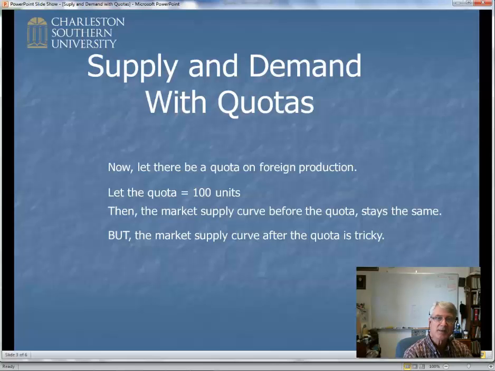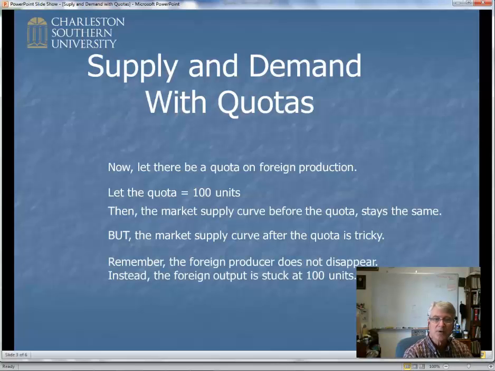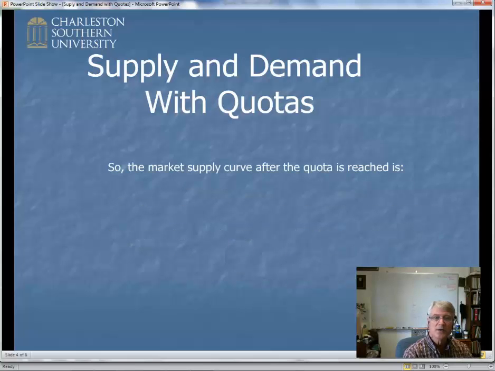What really happens is that the foreign producer's output is stuck at 100. So remember, the foreign producer does not disappear. Instead, the foreign output is stuck at 100 units. So the market supply curve after a quota is reached would be like this: QS1 plus QS2 plus 100. And what we did in class today is we just left this off. And that's why it looked like that the intercept stayed the same as before and the thing jumped up.